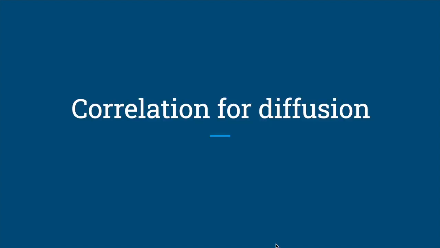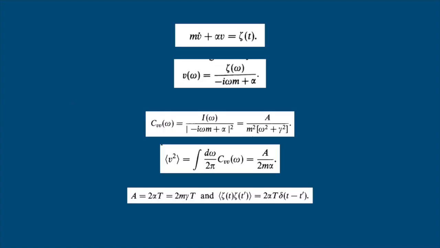Correlation function for diffusion. Now we can take the equation of motion of a Brownian particle inside a fluid like we discussed before. Basically this is the momentum, this is the drag force, and this is the random force.